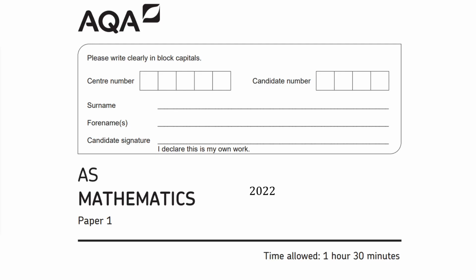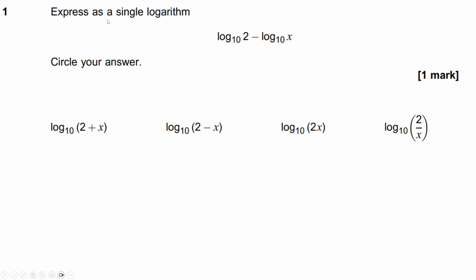This is the 2022 AS Paper 1 Pure and Mechanics paper, and that's all. Express this as a single logarithm. You've got the same base and you're taking away log, so you divide the input, so this should be log base 10 of 2 over x.